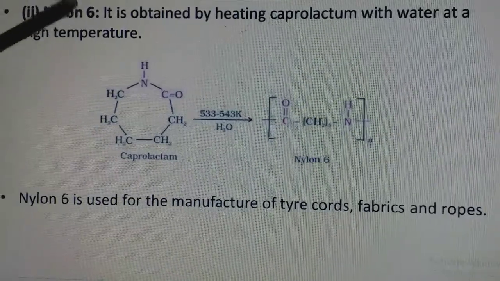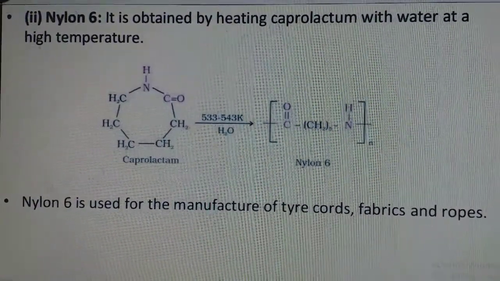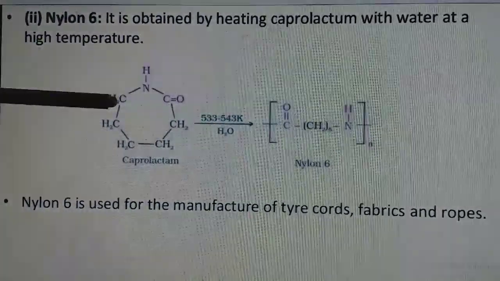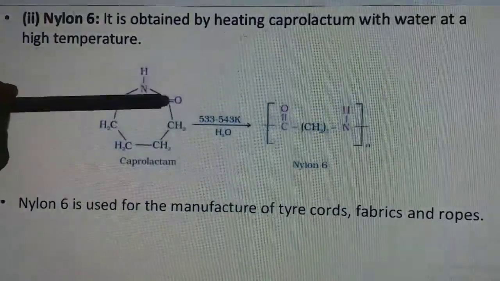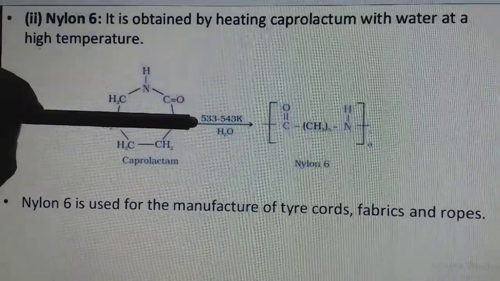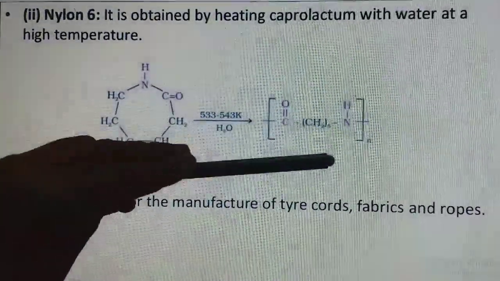Next is nylon 6. It is also a condensation polymer. It is obtained by heating caprolactam. This is called caprolactam. Total 6 carbon atoms are there, and the CONH is in a cyclic form. It is heated to 533 to 543 Kelvin and gives nylon 6.